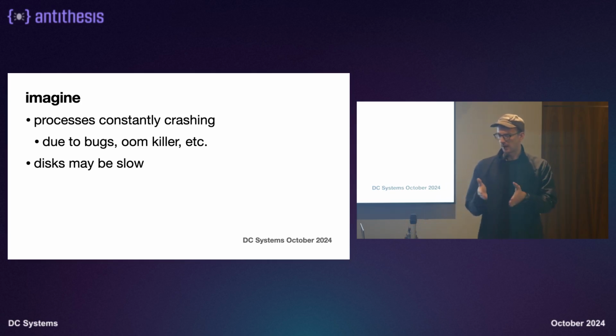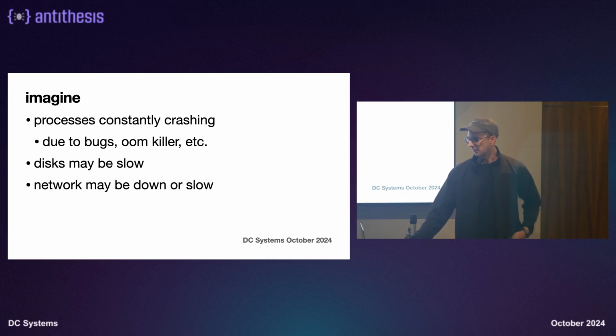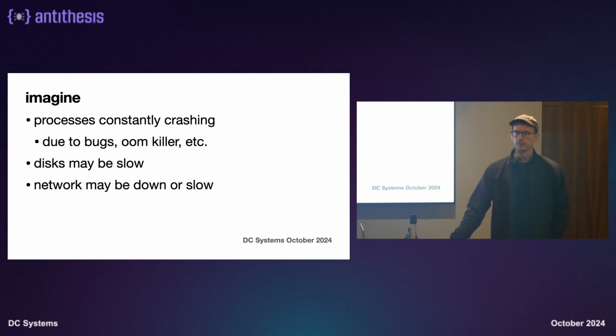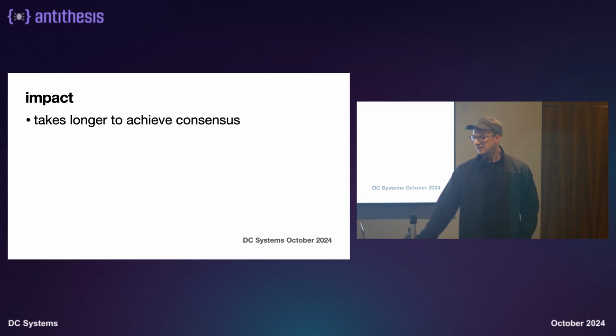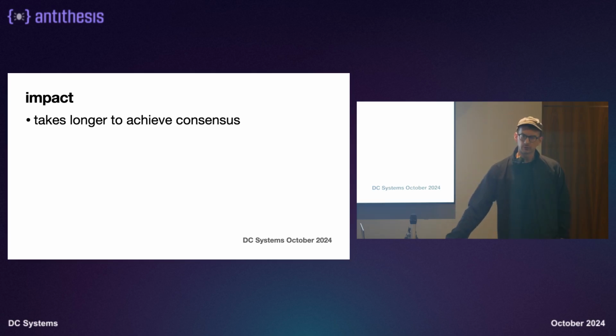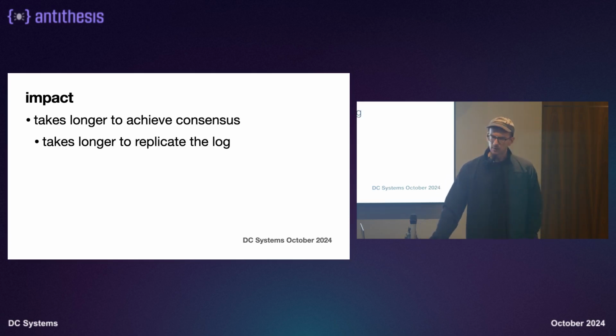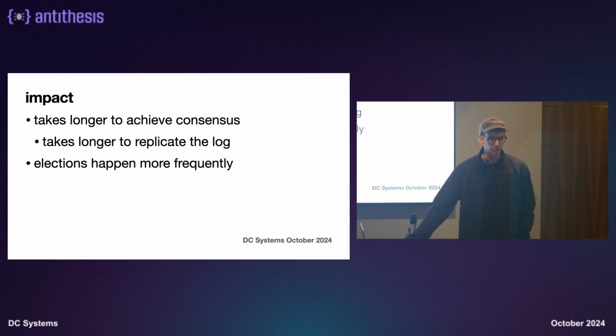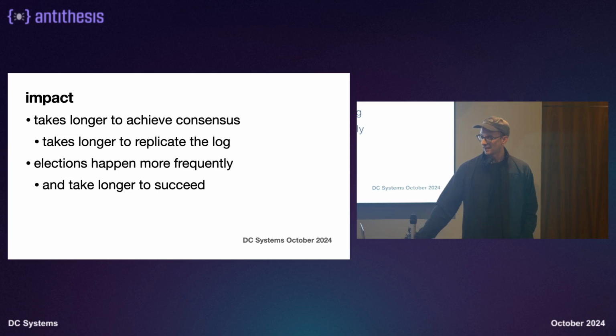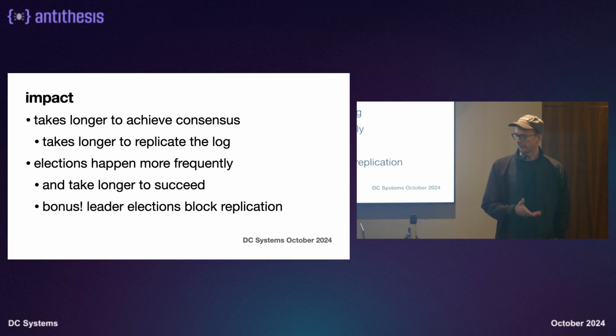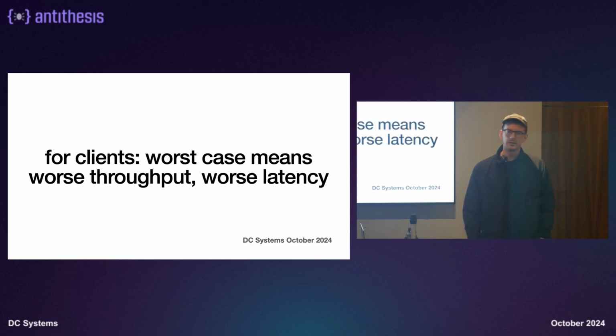So you're synchronous, you have to wait for these logs to be committed to disk, but you can't because the disk is so slow. And similarly, if the network is very slow, or if the network is just completely unavailable. In these situations, it's going to take you longer to achieve consensus. It's going to take longer to replicate the log. Elections are going to happen more often, and when they happen, they're going to take longer to succeed. And again, the bonus point here is that when the later elections are happening and they take longer to succeed, they also block replication. So for clients, that means in these worst case environments, you're going to get worse throughput and worse latency.